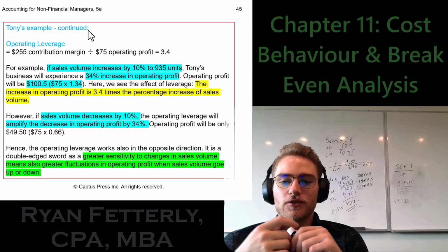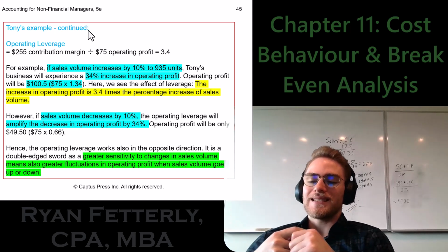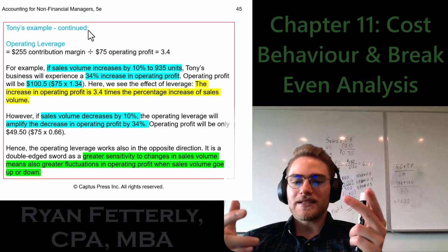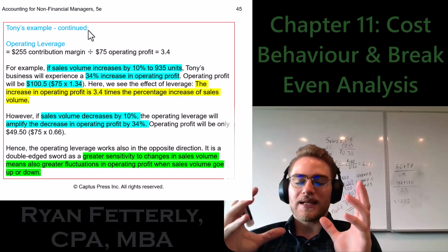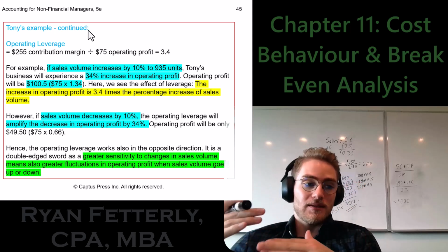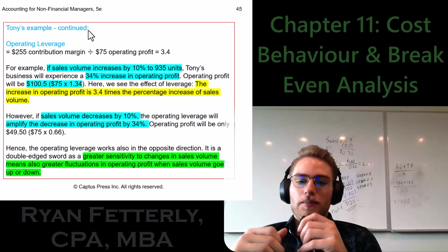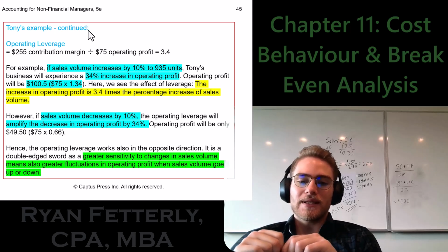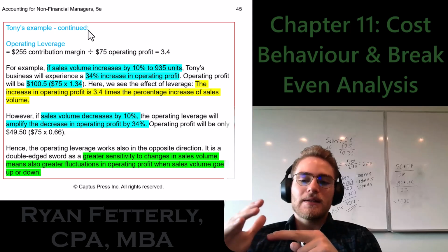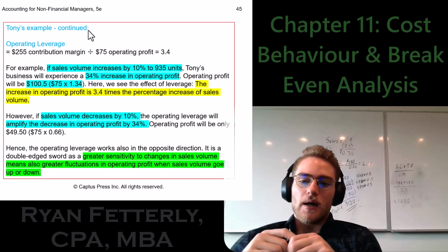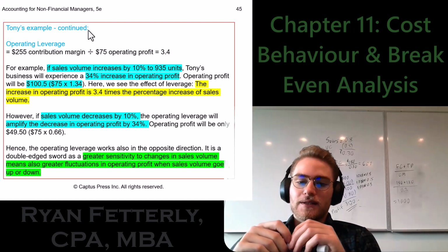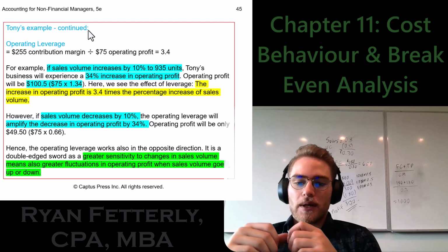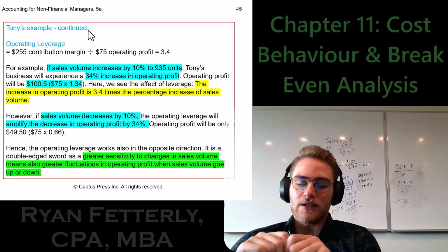So sales volume increased by 10% to 935 units. Tony's business will have a 34% increase in operating profit, right? Because 34% is 3.4 times the 10% increase in sales. So operating profit will be, say, 105, which is 75 times 1.34. And there we basically see the effect of leverage. So the increase in operating profit would be 3.4 times the percentage increase of sales volume.